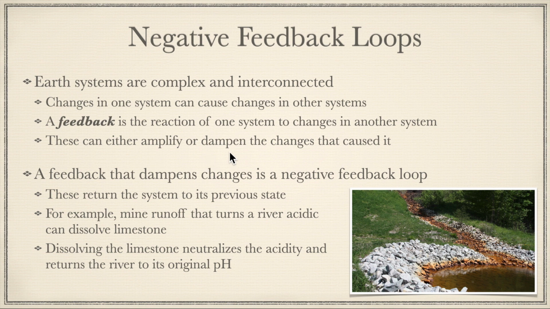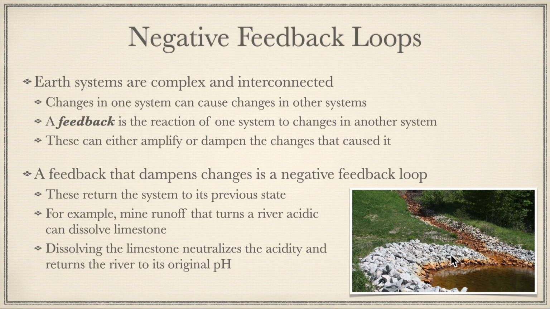And these can either amplify or dampen the changes that caused it. So, a feedback that dampens changes is a negative feedback loop. And these basically return the system to its previous state. So, for example, mine runoff that turns a river acidic can dissolve limestone.